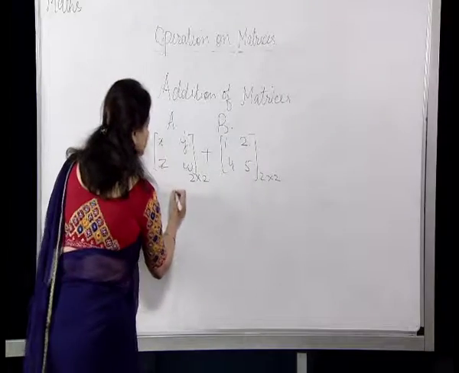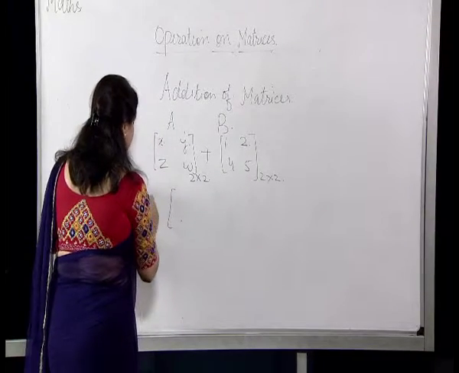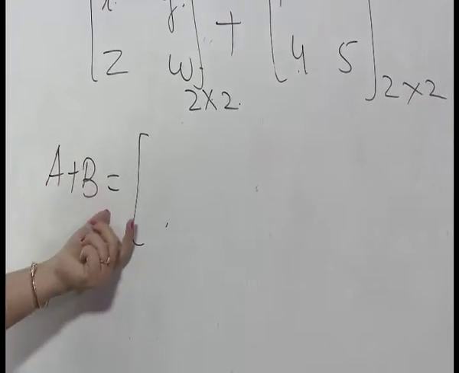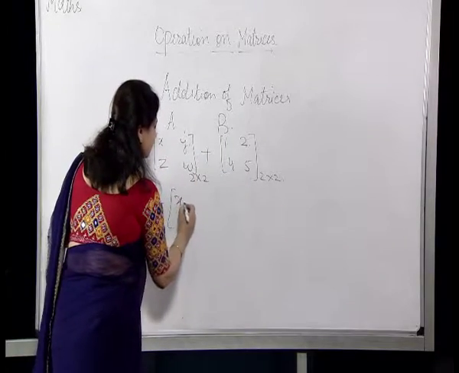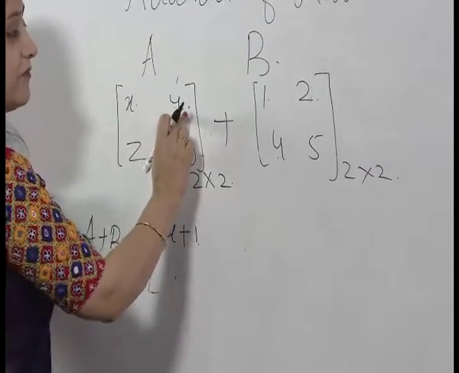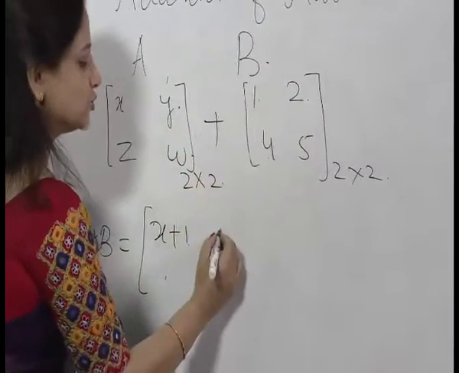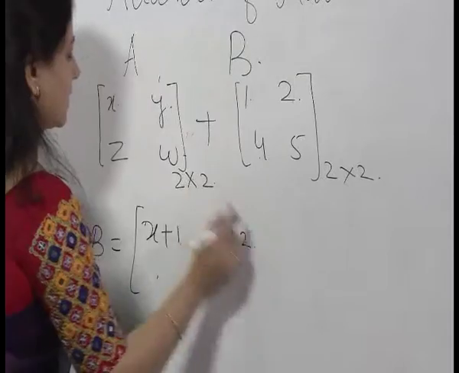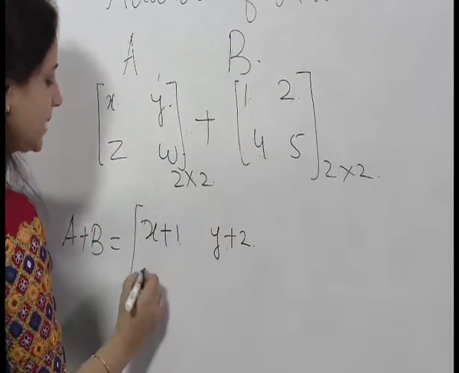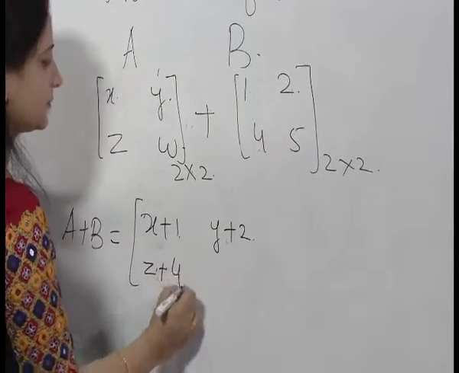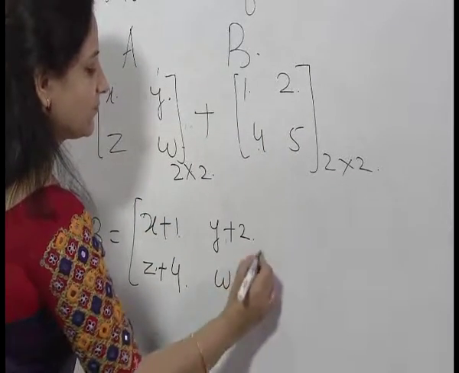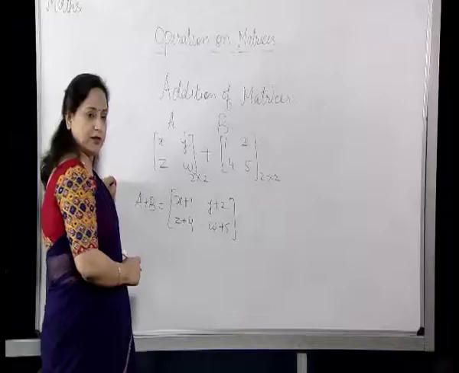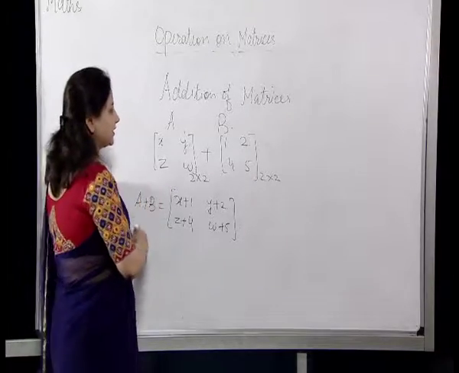So what will be the resulting matrix? A plus B will be x plus 1, then y plus 2, z plus 4 and w plus 5. Okay.